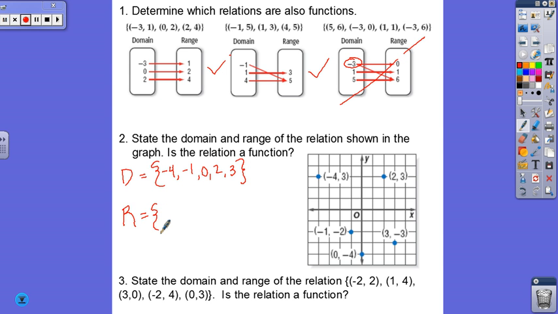And my y values make up my range, starting from least to greatest. Negative 4, negative 3, negative 2, and then 3. 3, even though it occurs twice, I only need to list it once in my range.